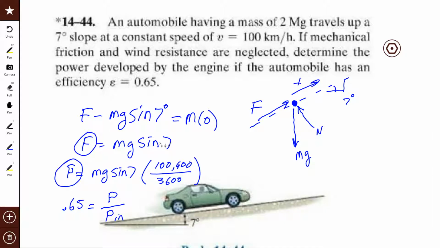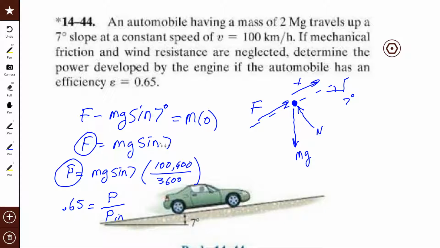Look, I'm taking the car, right? I'm saying this is the force that the car needs to go this fast up the hill. Isn't that the power that the car has to have? That's the power that goes into the car. How much of that power is lost by the car? None. None. The engine loses 65%.